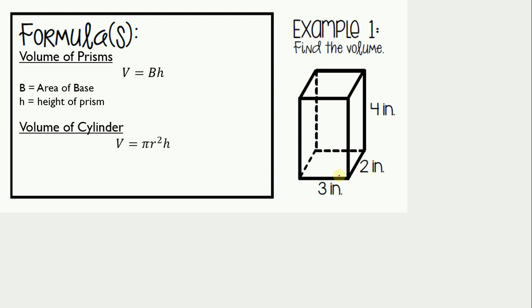Volume of the cylinder, pi r squared times H, basically area of the base times the height. R is still the radius of your base. H is still the height of the cylinder that you're looking at.